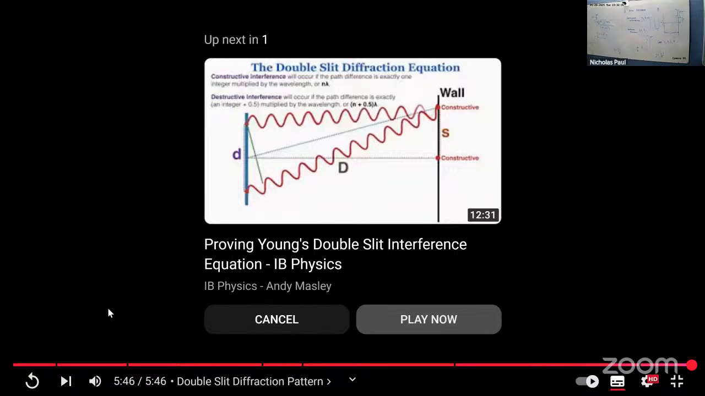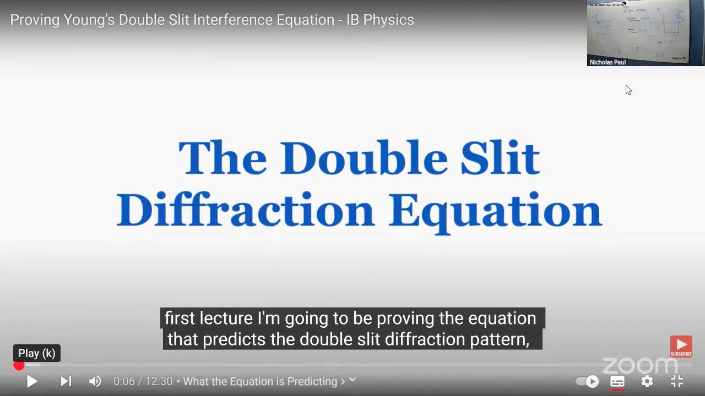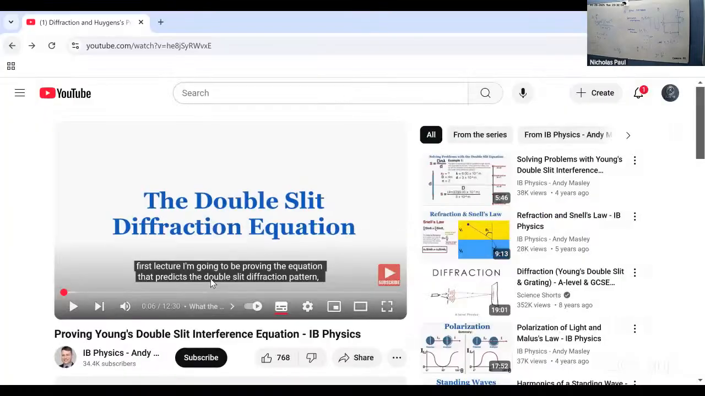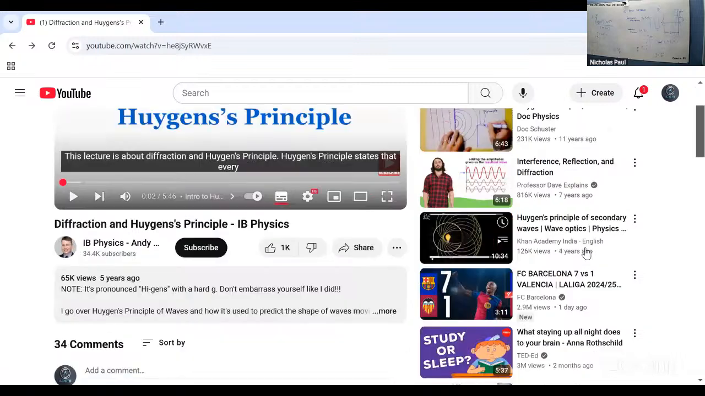Okay, so let me show now. This is the first lecture in a 2-lecture series on the double slit diffraction equation. In this first lecture, I'm looking for something real life. Let me see if I can go and get one. This lecture is about diffraction. But let's see if this is it.